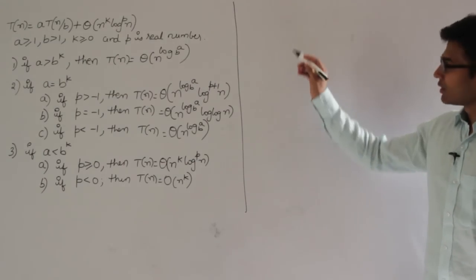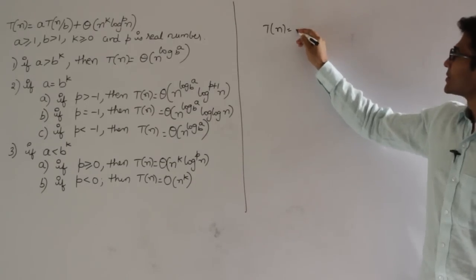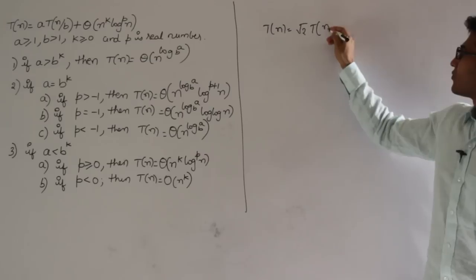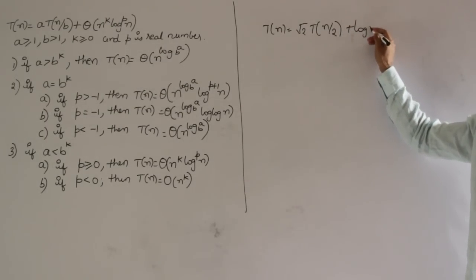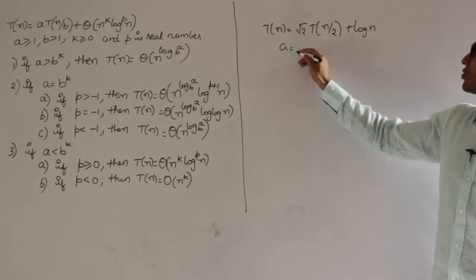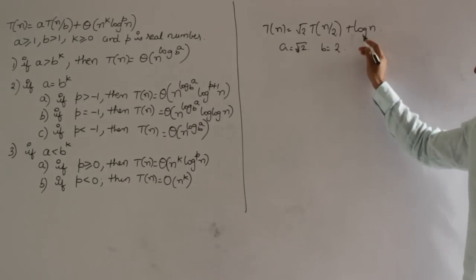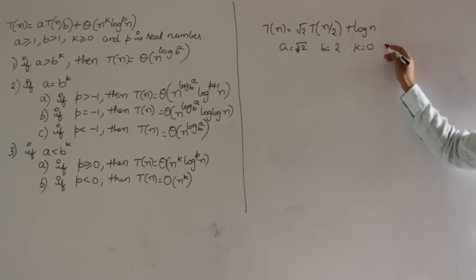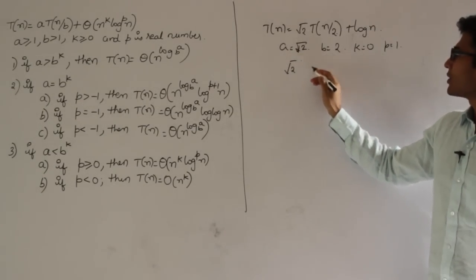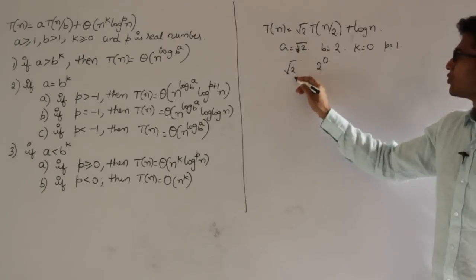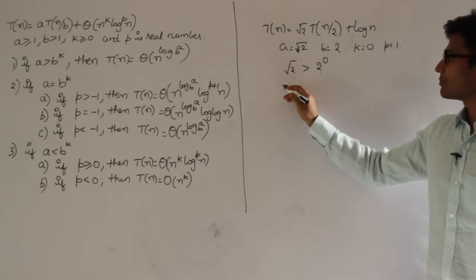Next one is T(n) = √2 T(n/2) + log n. In this case, a = √2, which is greater than or equal to 1, and b = 2, which is greater than 1, and k = 0 and p = 1. Now you compare a with b^k. So b^k is 1, which means √2 and 1. So what did you get? a is greater than b^k, which means we got condition number 1, case 1.